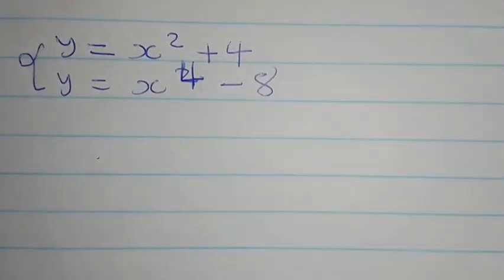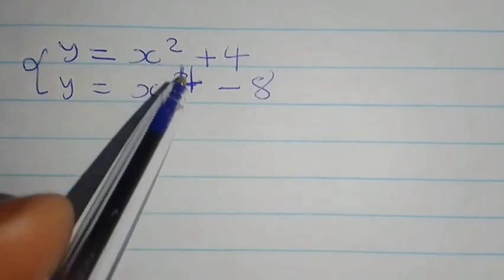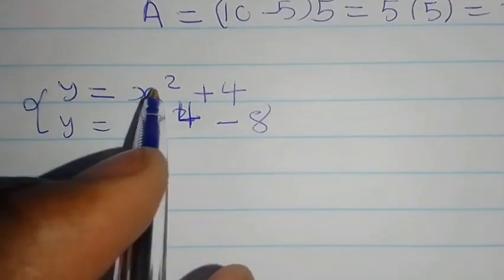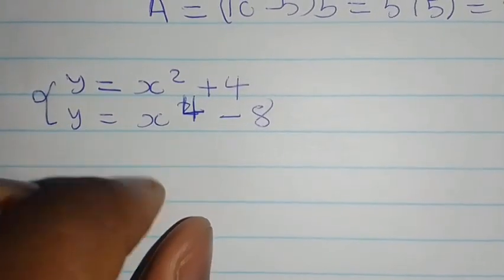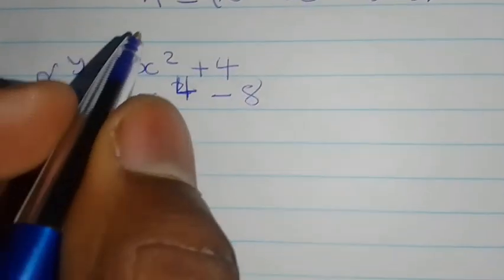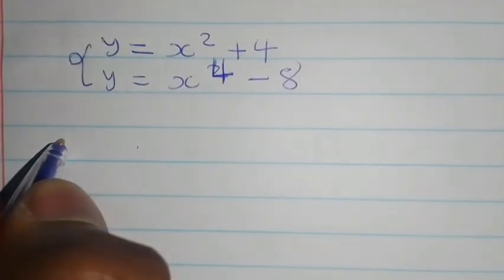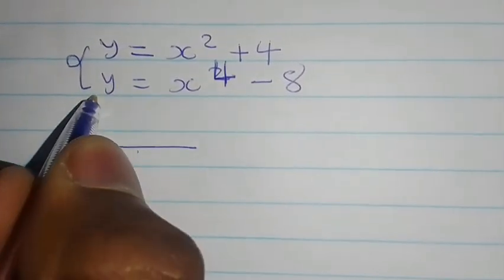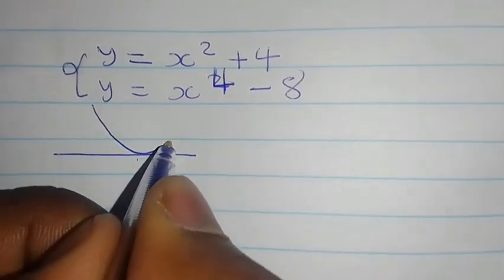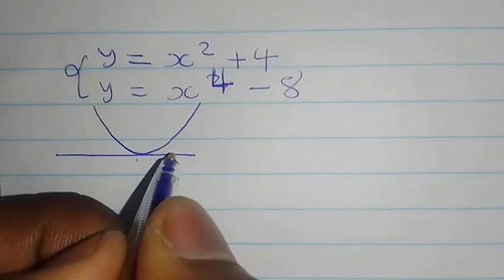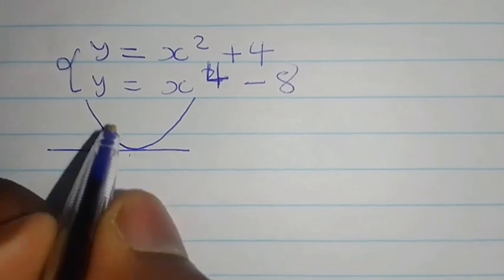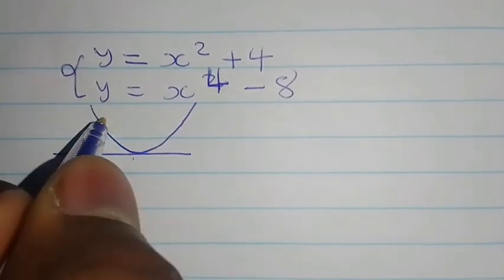Now, when looking for the distance, you have to take into consideration that we are only looking for the vertical distance. I'm going to try to graph these functions. We have the x-axis there, and then we'll have the graph y equals x squared plus 4.